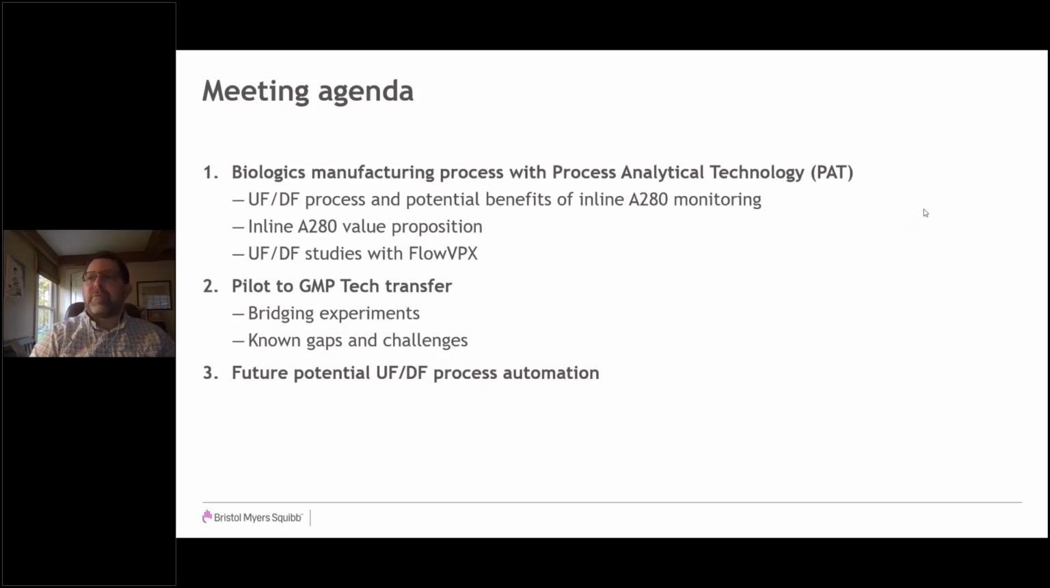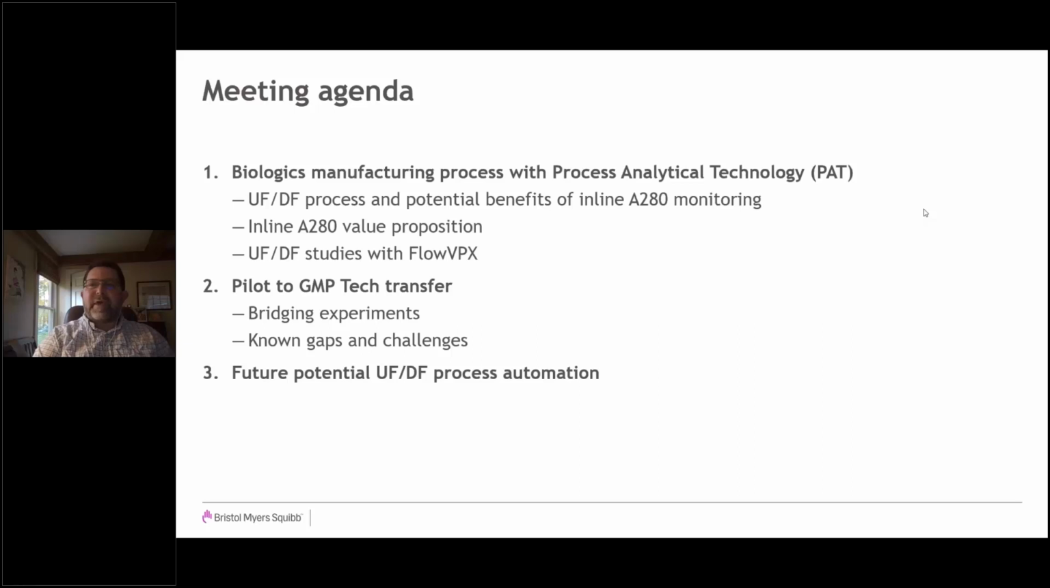Okay, so let me talk about the meeting agenda. And the biologics manufacturing process, including what we call process analytical technology. We call it PAT for short. And I'll describe what that is without going into too much detail. It's basically instrumentation that is embedded into the process for the point of taking analytical measurements real time, as opposed to removing a sample and testing it offline.